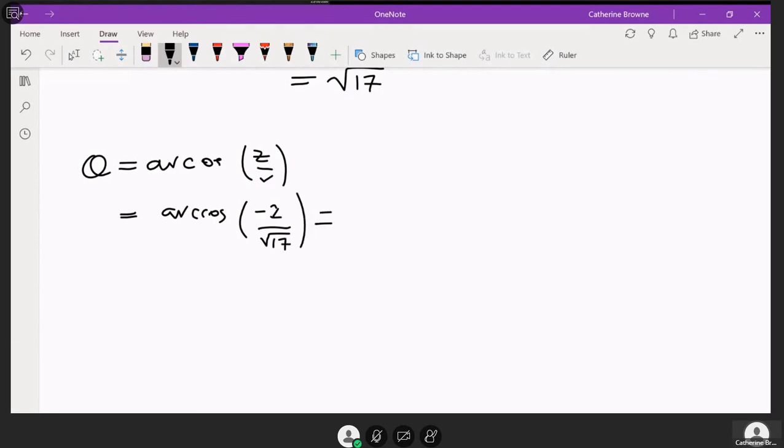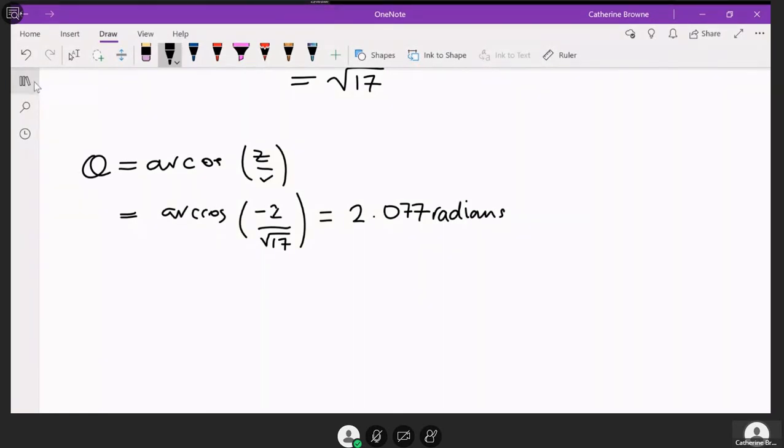And so this time when I put that in my calculator, I get 2.077 radians. And so, again, I think about what the angle theta should be.